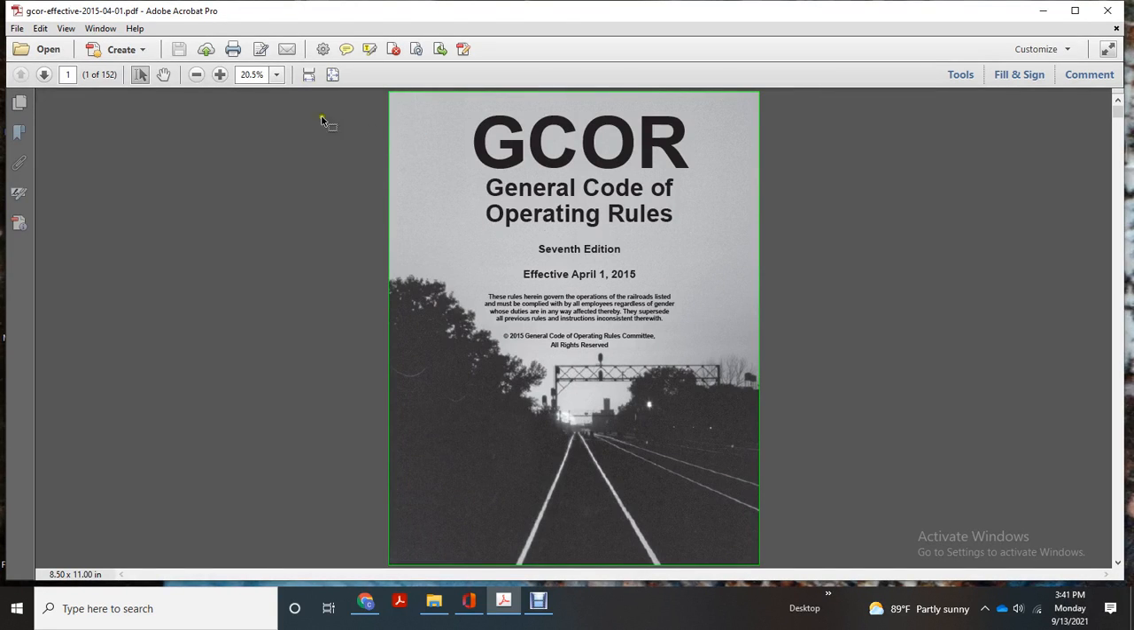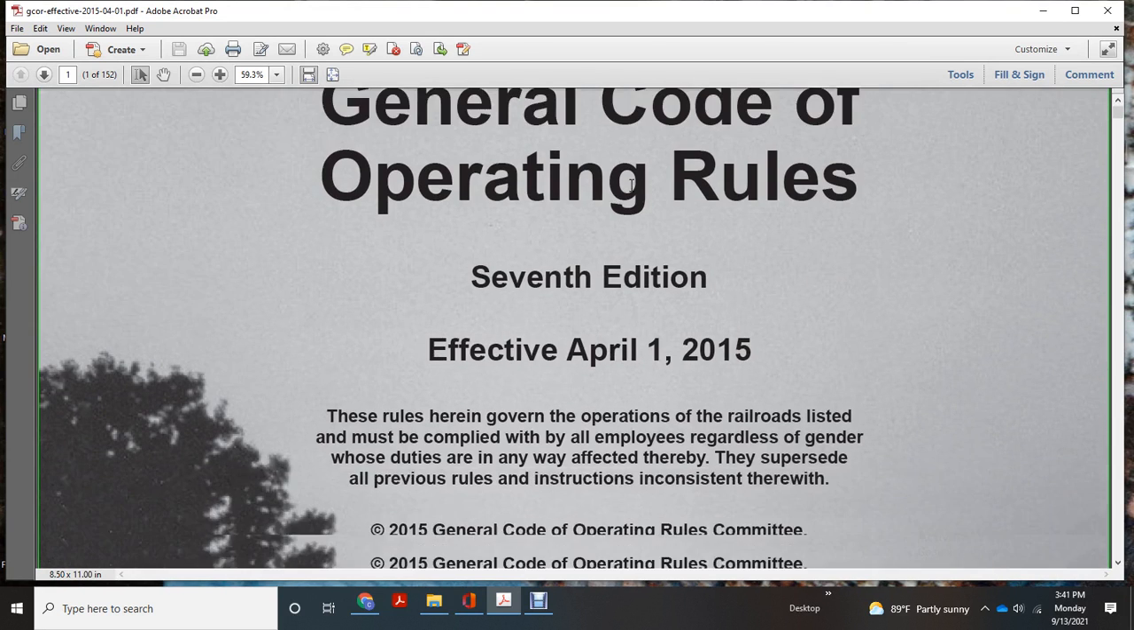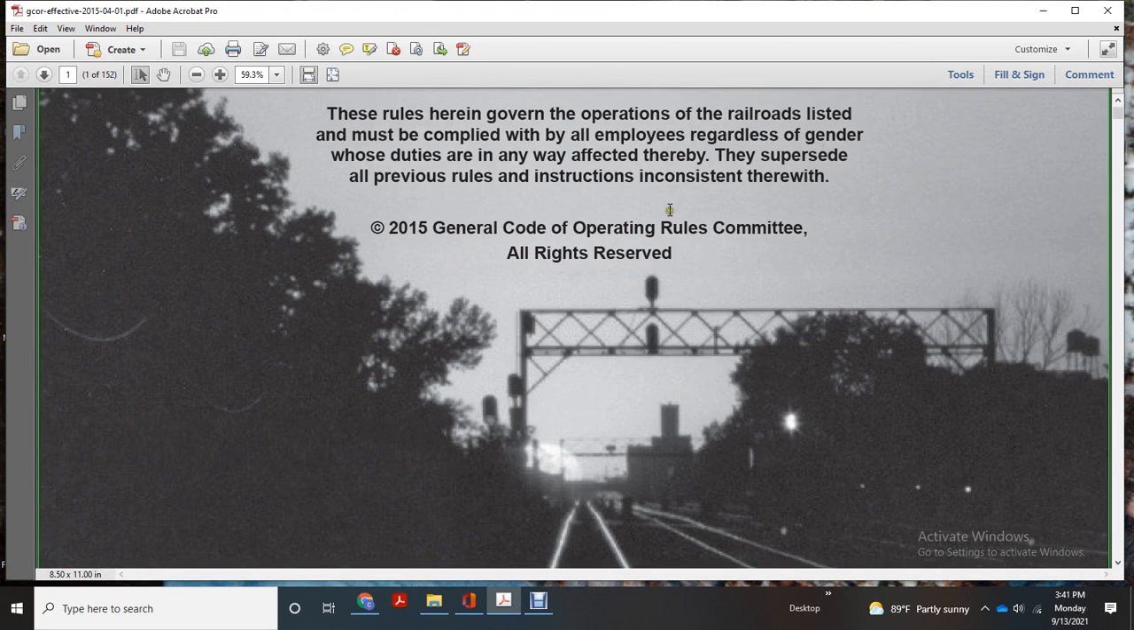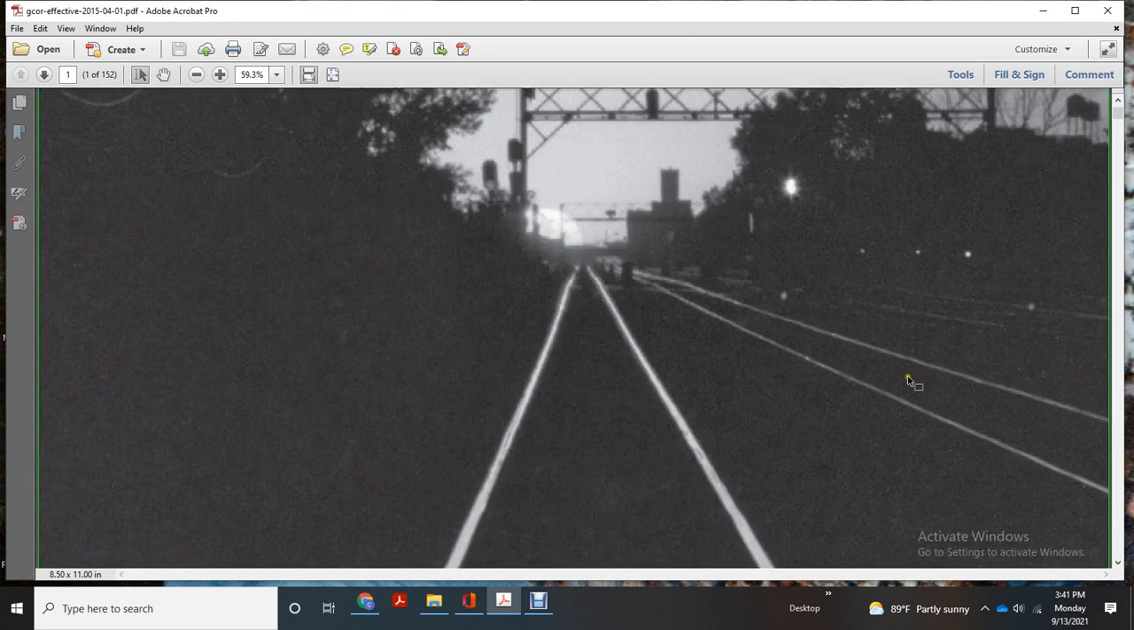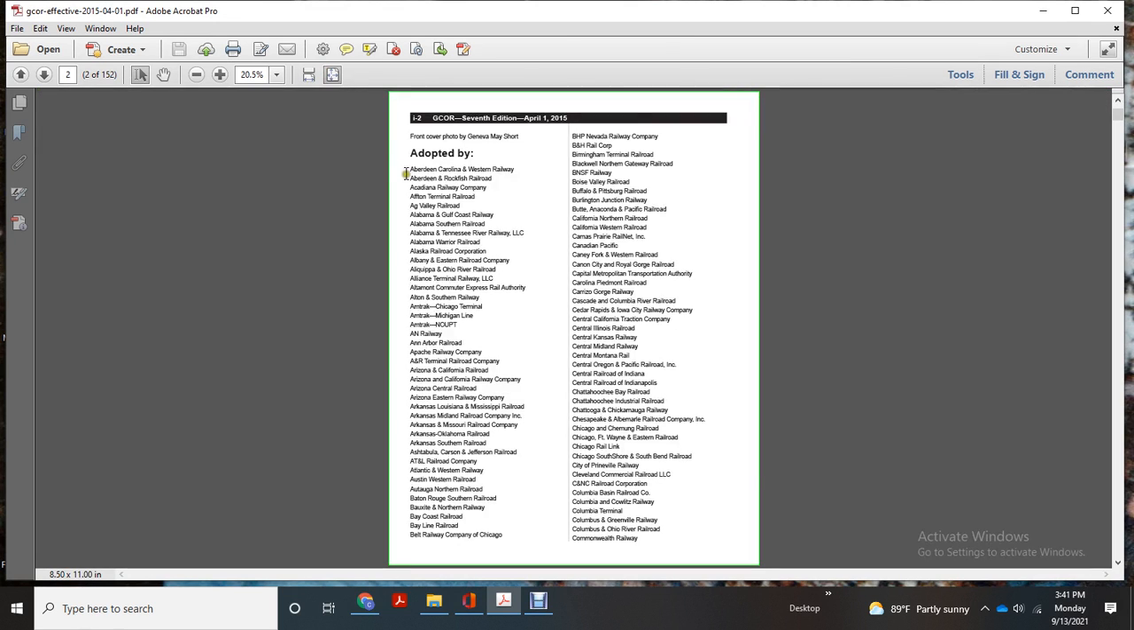Alright, your General Code of Operating Rules, 7th edition, effective April 1st, 2015. These rules govern the operation of the railroads listed and must be complied with by all employees regardless of gender whose duties are affected. They supersede all previous rules and instructions inconsistent herewith. Alright, this is adopted by, and it goes through A to Z.